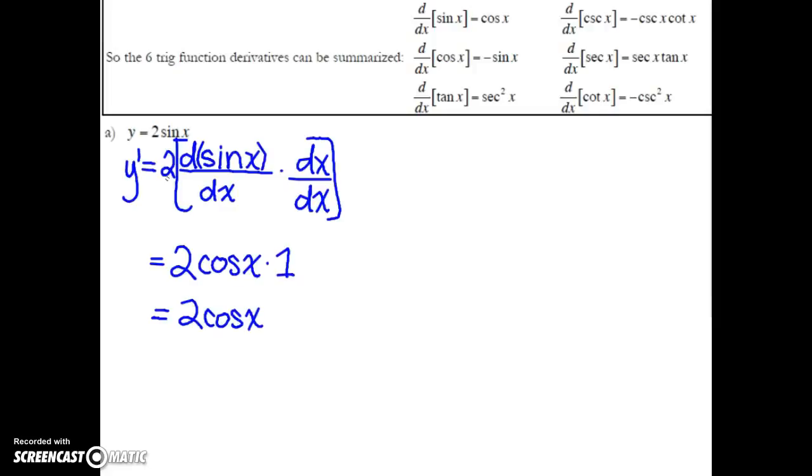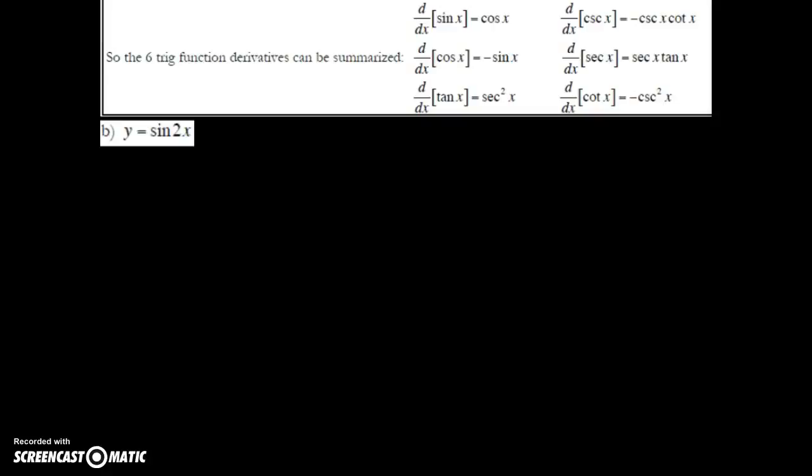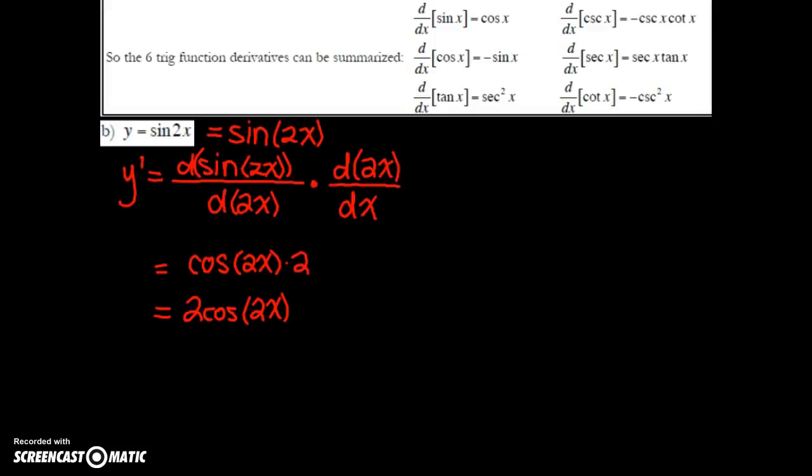Okay. Now be careful. You can bring that 2 out and then take the derivative of everything else and then bring that 2 back in like we did here. Okay. Now go ahead and try it, and I'll show the answer in about 3, 2, 1. There it is. Okay.